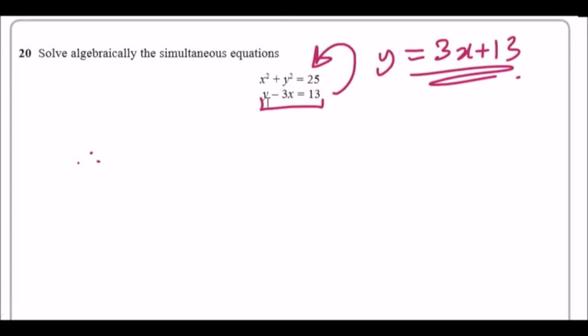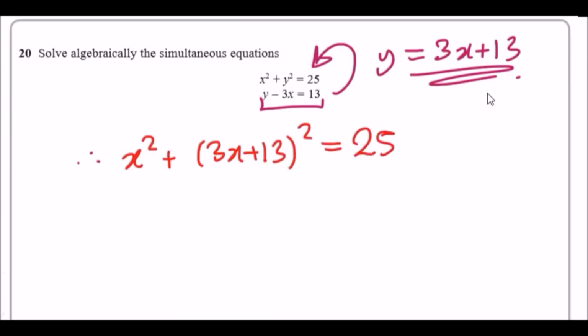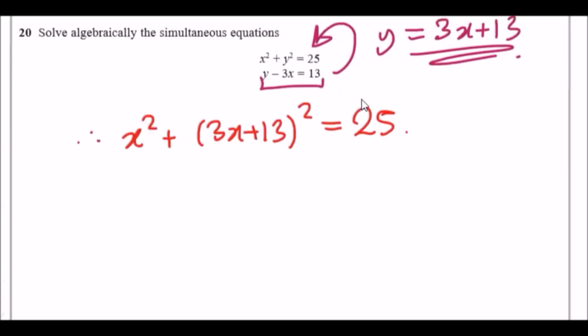Since we know the value of y, which is 3x plus 13, that means the value of y squared is all of this term squared. So rewriting the first equation, we'll have now x squared plus the new variable 3x plus 13 squared, and this must all equal 25. And now we just go ahead and finish this off.